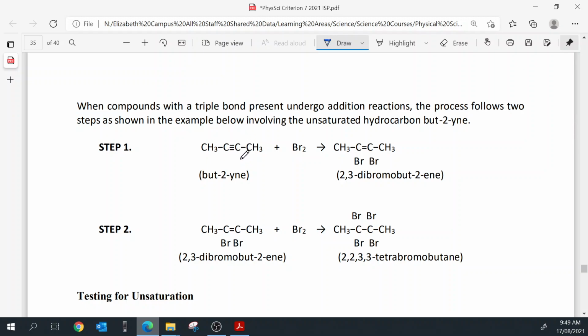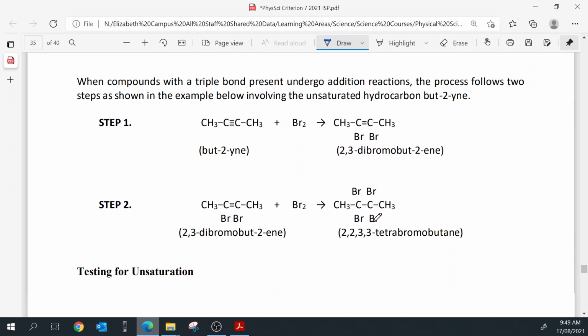Essentially it's a two-step process when we have a triple bond in there to become a saturated hydrocarbon. In the first step, one of the triple bonds will be broken and the bromines will go onto that. Then in the second step we have 2,3-dibromobut-2-ene, okay? And we continue to add the bromine solution to this one, and then the bromines will go into the middle.